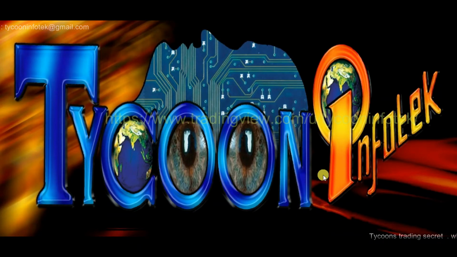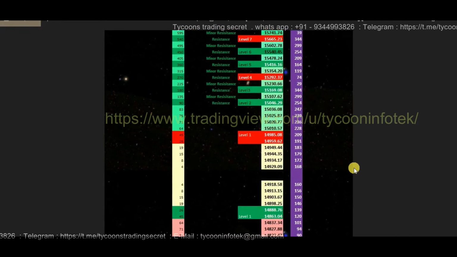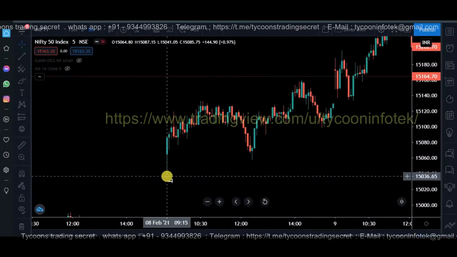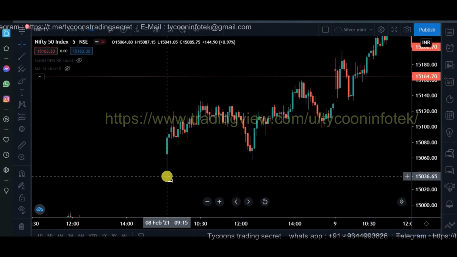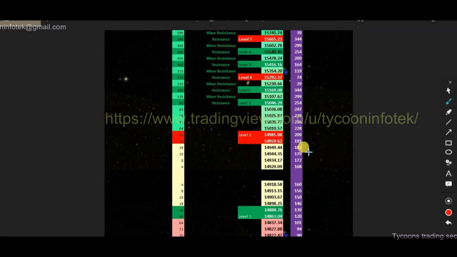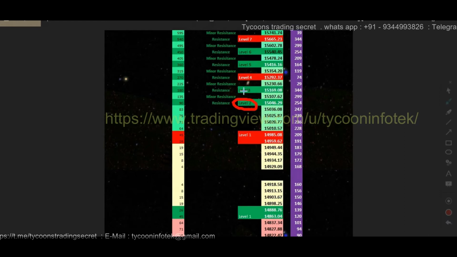Okay, getting into the video. These are all the levels which we have taken from our calculator for the trading session 8th Feb 2021. As per our method, we need to wait for the first 5 minutes candle to close. The first 5 minutes candle close price is 15,085. You see, the 15,085 is falling in between, above the level 2 and below the level 3.